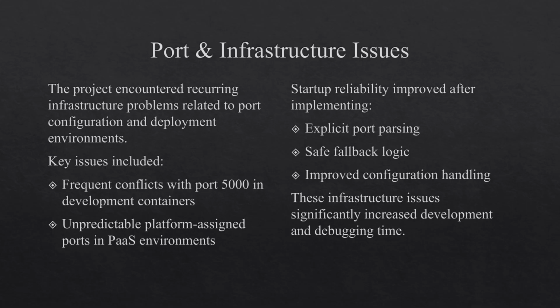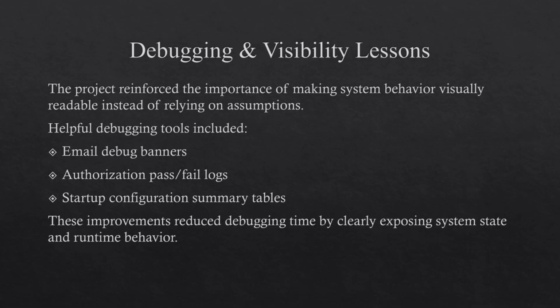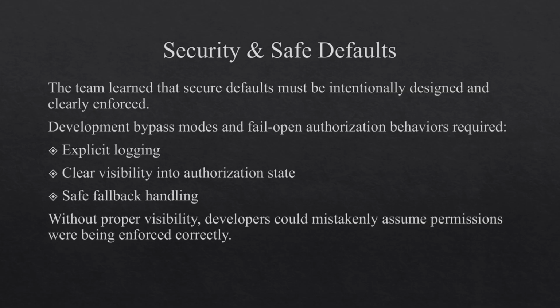The lesson learned from that would be to visually see the problem instead of beating it with guesswork. For example, the email debug banner, the auth path logging, and the startup configuration summary tables each saved real debugging time, not because they fixed the bug, but because they made the current state of the system immediately readable. And the second lesson is that the safe defaults have to be intentional.